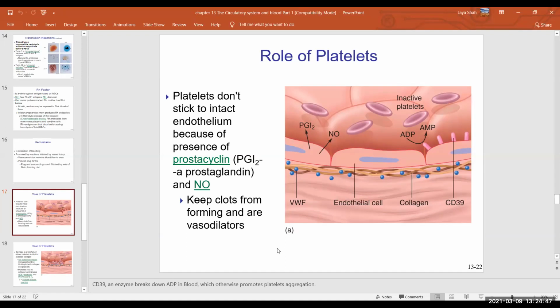Okay. So you see another thing here, a cluster of differentiation protein on the endothelial cells, called CD39, is an enzyme that breaks down ADP in blood. So it breaks down ADP into AMP, adenosine monophosphate. Otherwise, ADP promotes the clumping of platelets, but if there is AMP, it prevents this clumping. Okay.